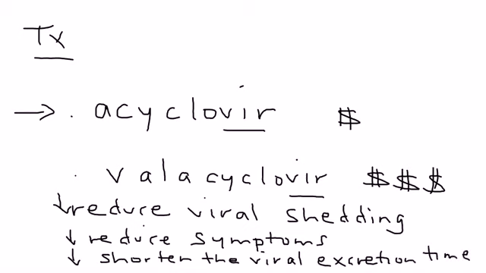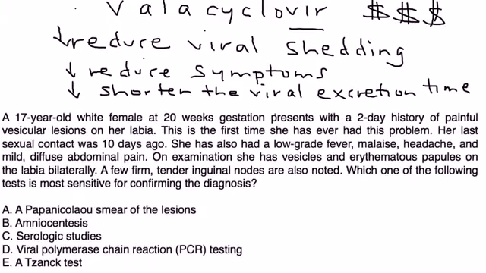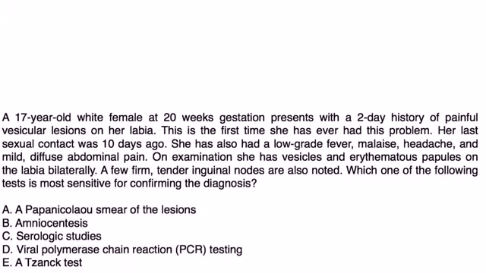So that's some of the reasons why you would use these medications. So now let's take a look at some vignettes and see what this looks like. A 17-year-old white female at 20 weeks gestation presents with a 2-day history of painful vesicular lesions on her labia.